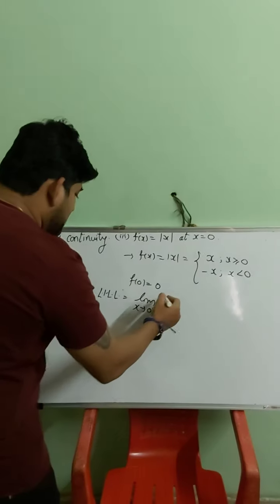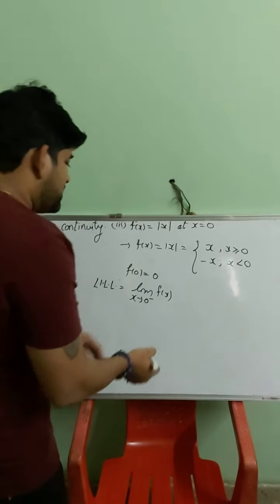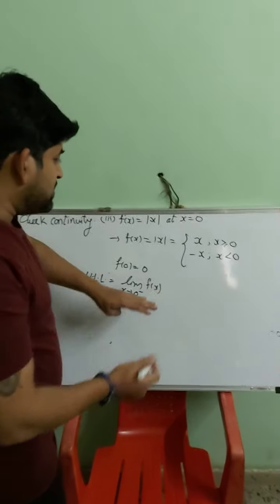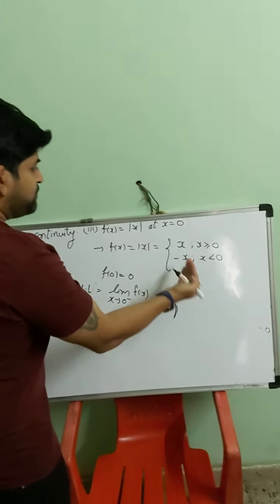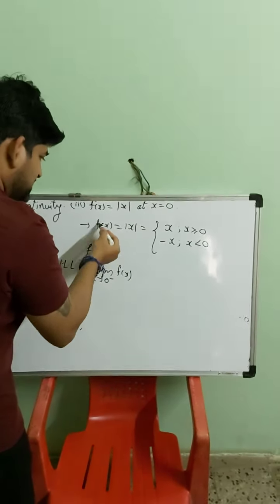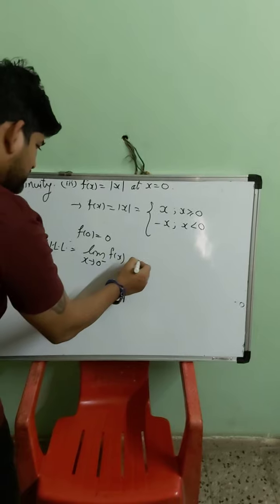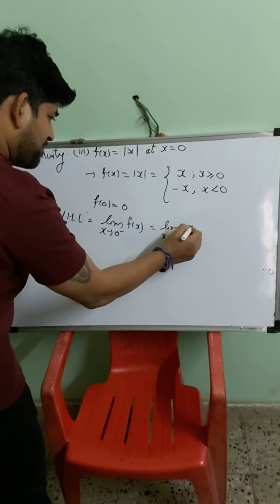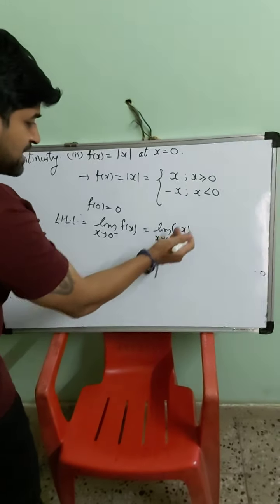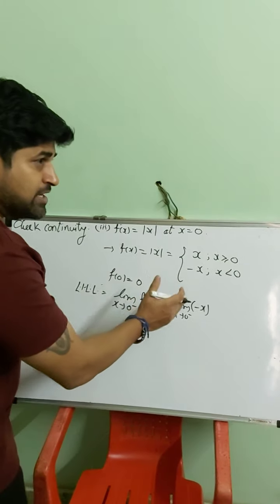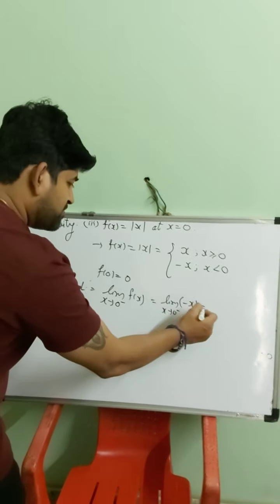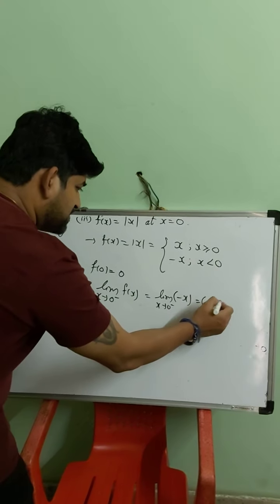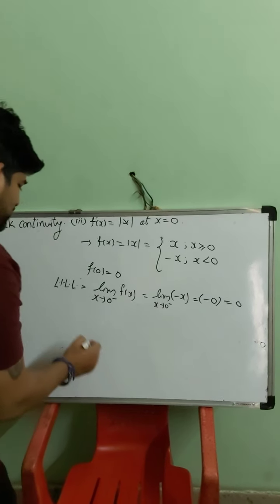So we will directly take f of x. Now what is the function, how is it defined for less than 0? For less than 0, f of x is minus x. So I will replace f of x with minus x. Now if I replace x with 0 over here, is it 0 by 0 form? No, it is not 0 by 0 form. So I can replace it with 0 directly. You know that minus of 0 is 0 only.